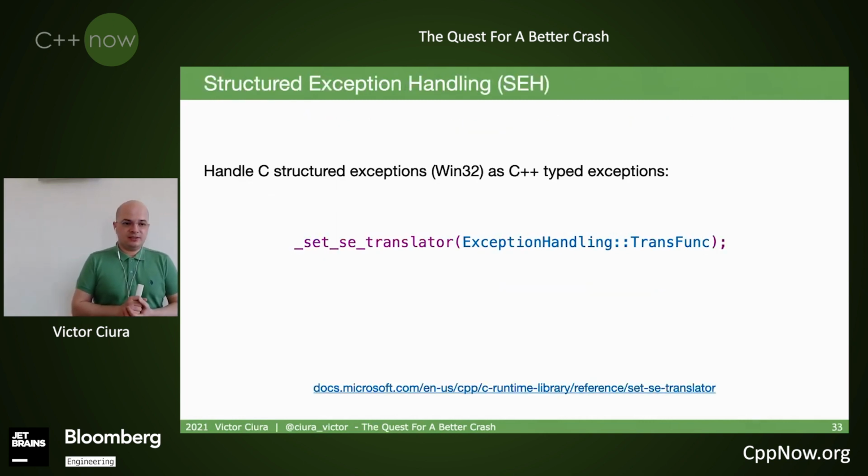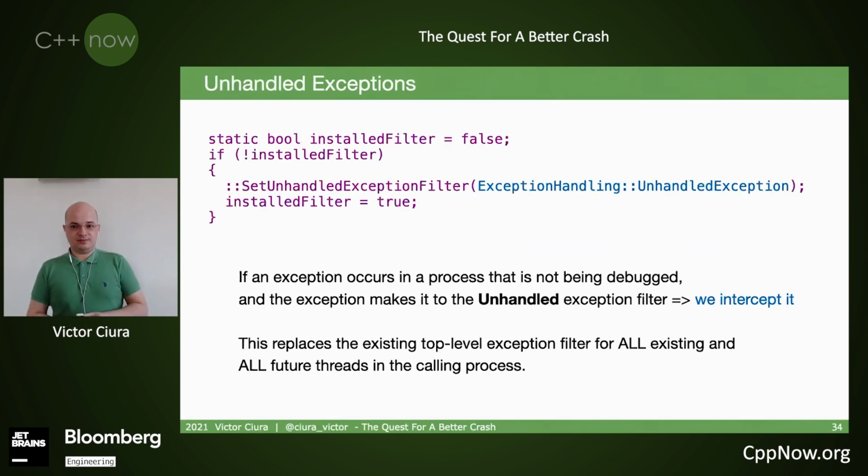And to handle C structured exceptions, those are the primitive operating system exceptions on Windows, you want to handle those as C++ typed exceptions, because otherwise it would be too ugly. So there is help in the CRT to do this. There's a special CRT function, set_se_translator, and you can give it a custom callback that you can register to receive such exceptions, and you get an opportunity to map them to a C++ type exception. And you can also install an unhandled exception filter.